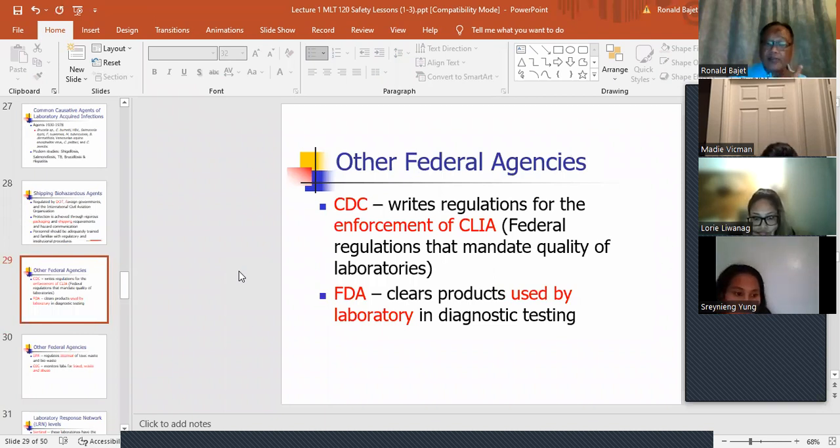Okay. CDC writes regulations for the enforcement of CLIA. And CLIA stands for the Clinical Laboratory Improvement Act. Okay. Federal regulations, the CDC.